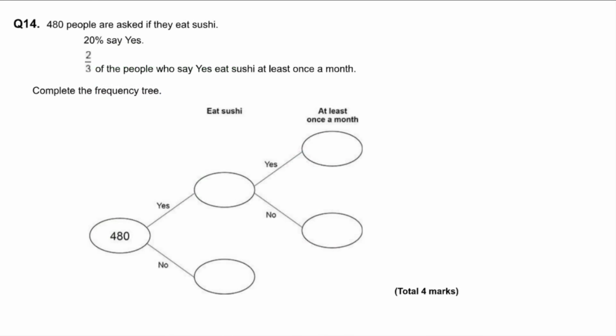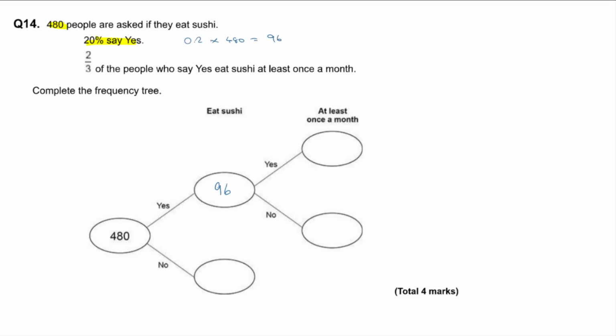Question 14, 480 people are asked if they eat sushi. The correct answer is yes. 20% said yes. Only 20%? What? Right, so what is 20% of 480? So 20% said yes of this 480 people here. Well, if I turn that into a multiplier, 0.2, and times it by 480, it's going to tell me how many people that is then. So I'm just going to type it into my calculator, 0.2 times 480, and that comes out to be 96. Okay, so that means 96 people eat sushi, and that means everybody else doesn't eat sushi.